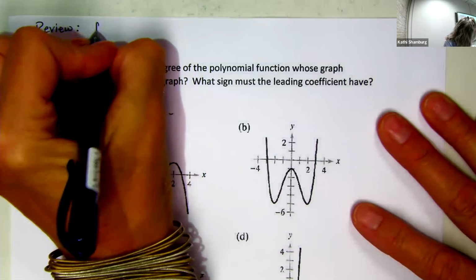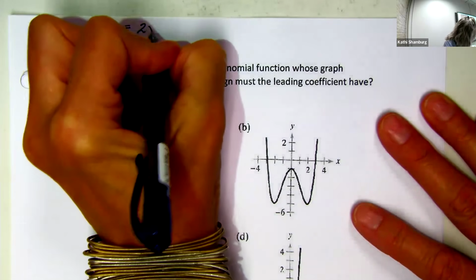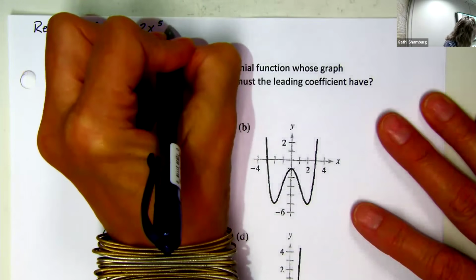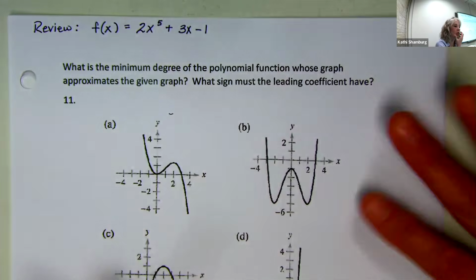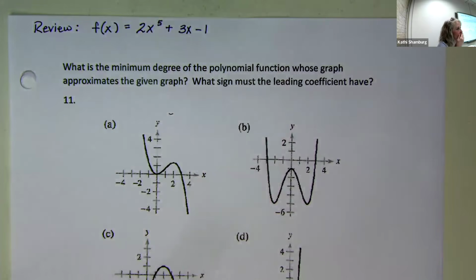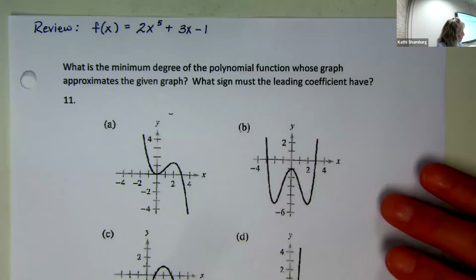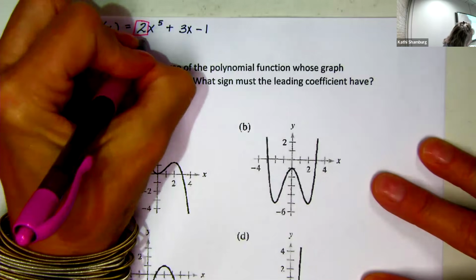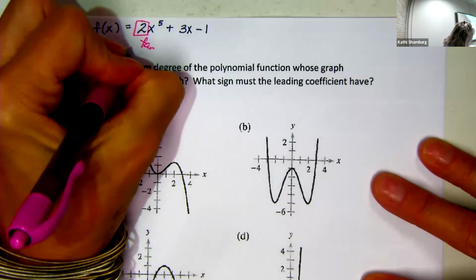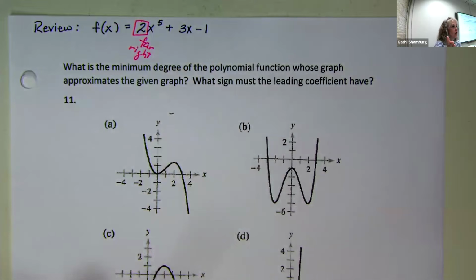So I'm going to give you the function f of x equals 2x to the fifth plus 3x minus 1. And we're going to talk about far left, far right behavior. All right. So I always start with the far right. The leading coefficient will tell you your far right behavior. Now, again, that's assuming that this is in descending order.